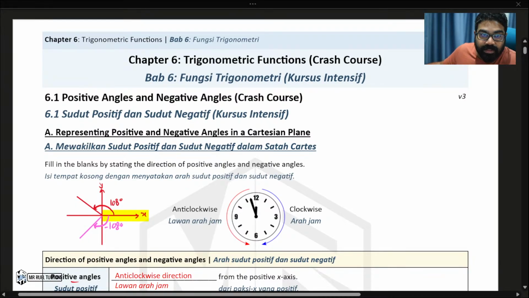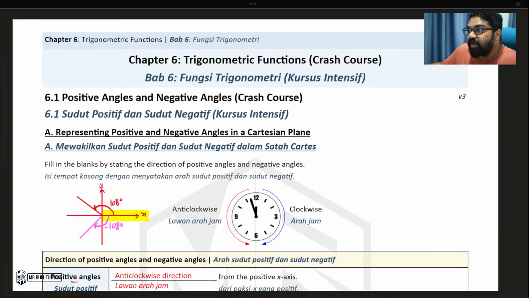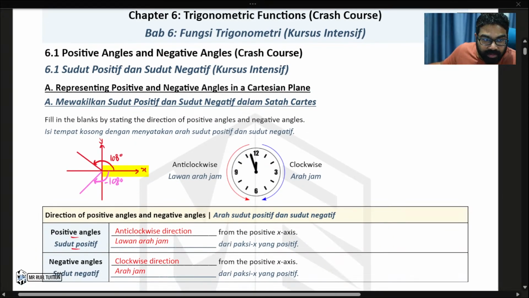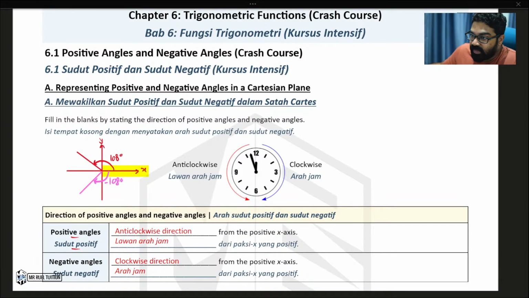So this is chapter 6, bab 6, trigonometric function, fungsi trigonometri. So the basics, 6.1 sudut positif sudut negatif, right? Positive and negative angles. You look at this example here. Positive angles will be in the anti-clockwise direction, lawan arah jam. Can you see? We always start from the positive x-axis. Kita mula dari paksi x positif. Okay, we always start from here.